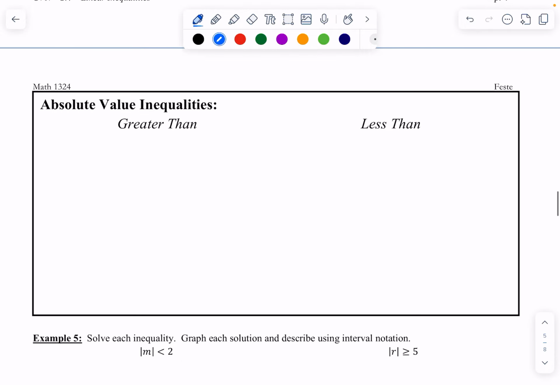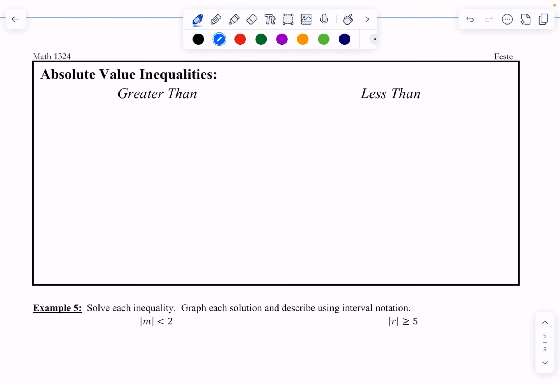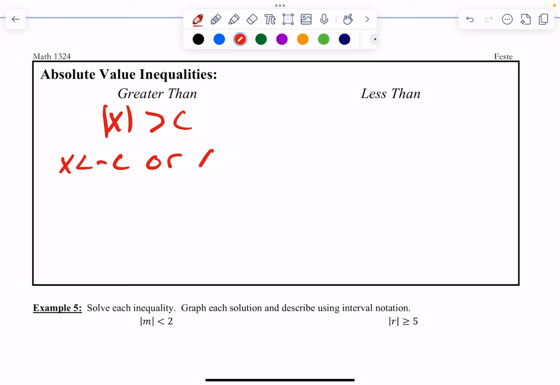Okay, let's move on. Absolute value inequalities. So, absolute value of x is greater than c. This means that x is less than -c or x is greater than c. So we go from -infinity to -c or c to infinity.